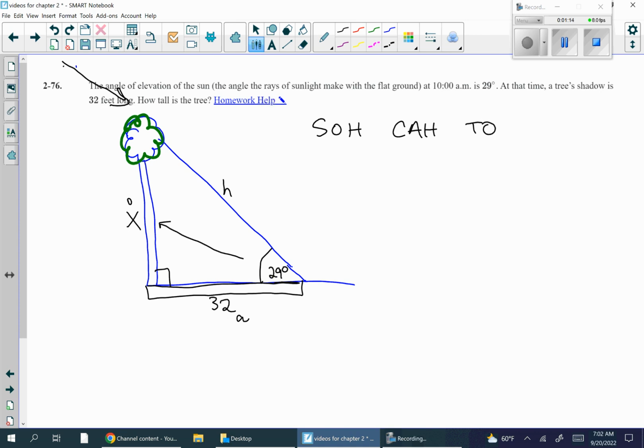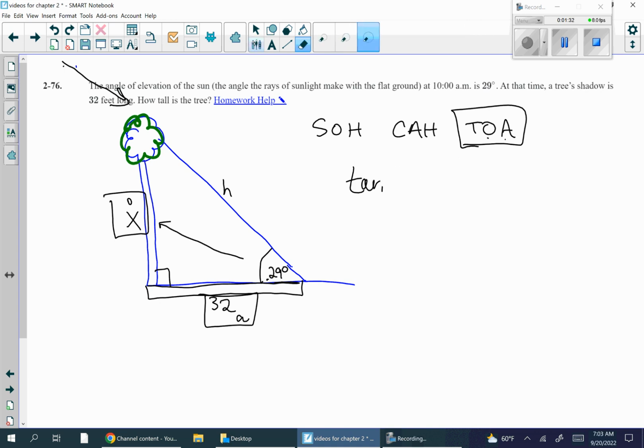So we can use SOHCAHTOA to help us. That's our mnemonic to help remember which tool. And because we have opposite and adjacent, we are going to use tangent, which uses opposite and adjacent. So we can actually set up an equation. So the tangent of 29, sorry, I almost used the wrong number, because that's the angle, it's always the angle of interest, equals opposite over adjacent. So opposite is x over 32.